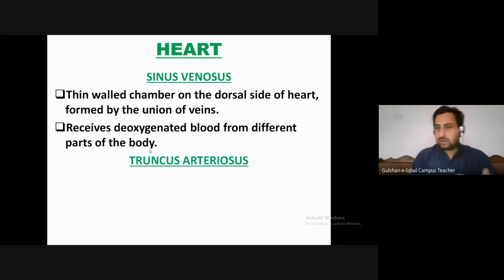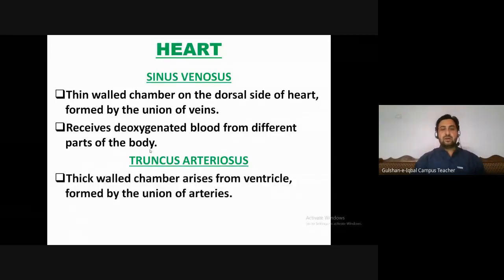As we know, the sinus venosus is composed of veins. Normally, the veins receive deoxygenated blood except one vein, that is the pulmonary vein. Remaining all the veins carry deoxygenated blood, so deoxygenated blood is carried to the sinus venosus. What is the truncus arteriosus doing? It's a thick walled chamber arising from the ventricle, and it is formed from the union of the arteries.